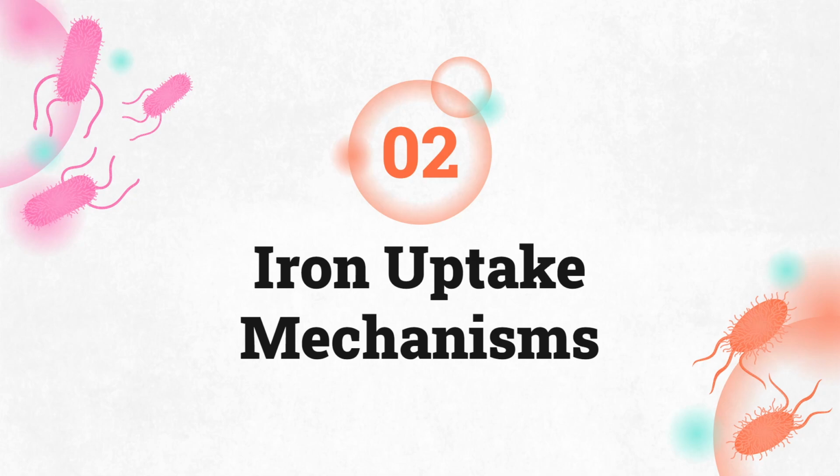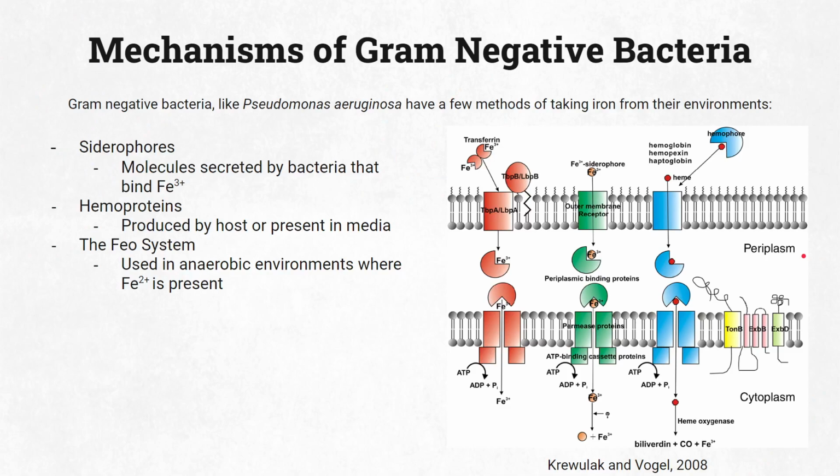iron across an outer membrane and an inner membrane for gram-negative will be slightly different than the mechanisms used to get iron across a cell wall in gram-positive bacteria, but we will cover that when we get to it. So, starting off, we will be looking at gram-negative bacteria like Pseudomonas aeruginosa.